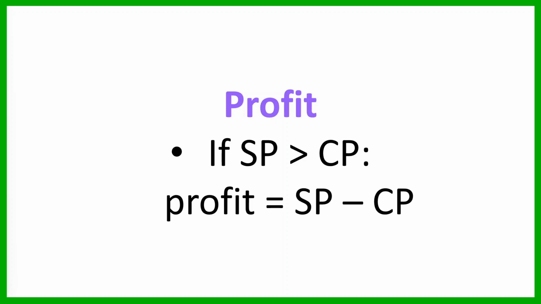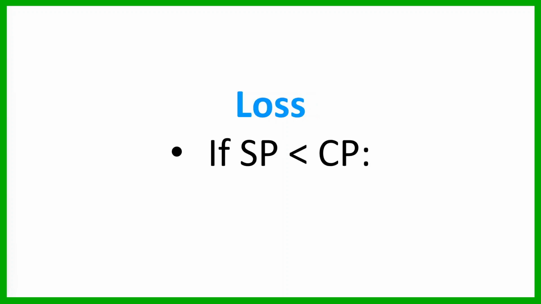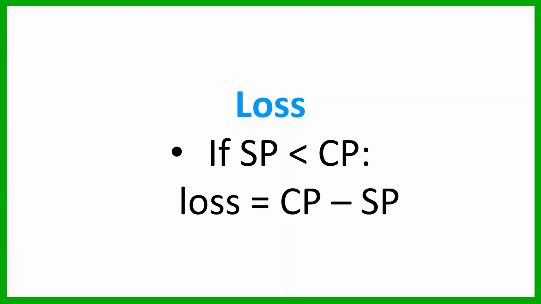Okay. When a seller makes a profit, it means that the selling price is greater than the cost price. They're selling it for more than what it cost them in the first place. So we work out the profit by taking the selling price and subtracting the cost price. However, if they don't manage to sell it for more than what it cost them, then if the selling price is less than the cost price, it means that they have made a loss. And we work out the loss by saying the cost price minus the selling price.